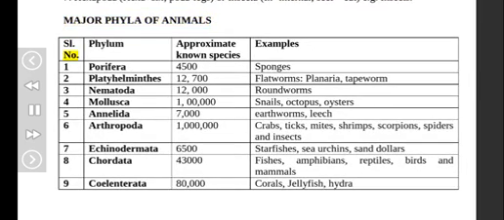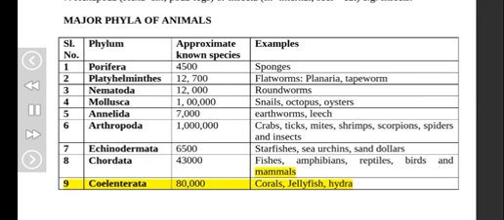Major phyla of animals, with approximate known species. 1. Porifera, 4,500, sponges. 2. Platyhelminths, 12,700, flatworms, planaria, tapeworm. 3. Nematode, 12,000, roundworms. 4. Mollusca, 1,000, snails, octopus, oysters. 5. Annelida, 7,000, earthworms, leech. 6. Arthropoda, 1 million, crabs, ticks, mites, shrimps, scorpions, spiders and insects. 7. Echinodermata, 6,500, starfishes, sea urchins, sand dollar. 8. Chordata, 43,000, fishes, amphibians, reptiles, birds and mammals. 9. Coelenterata, 80,000, corals, jellyfish, Hydra.